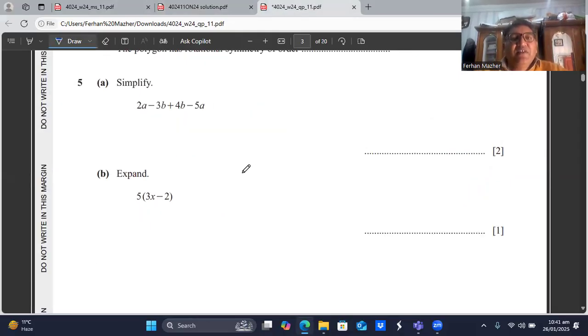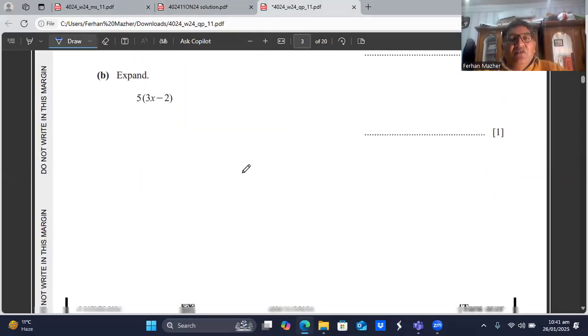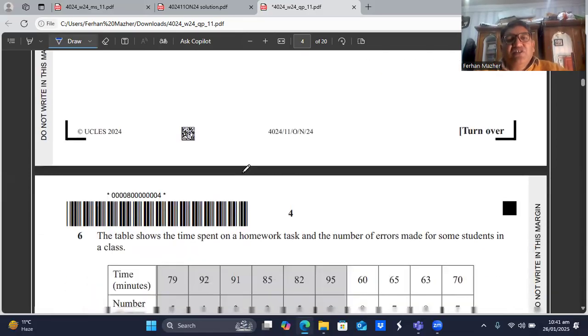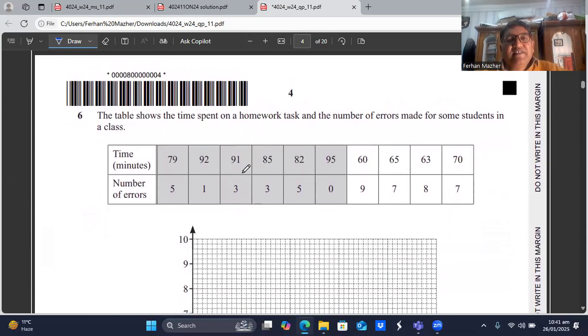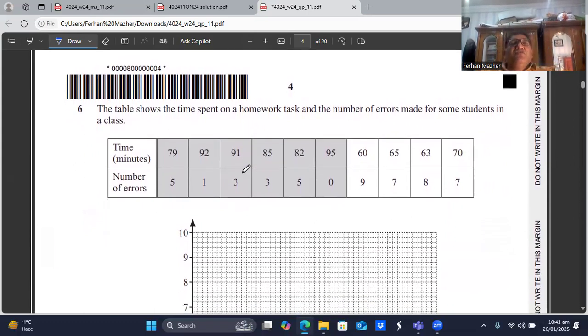Okay, so we are going to the next question, question number 6. It says, the table shows the time spent on a homework task and the number of errors made for some students in a class. The time spent: 79 minutes, 92, 91, 85, 82, 95, 60, 65, 63, 70. And here are the number of errors.